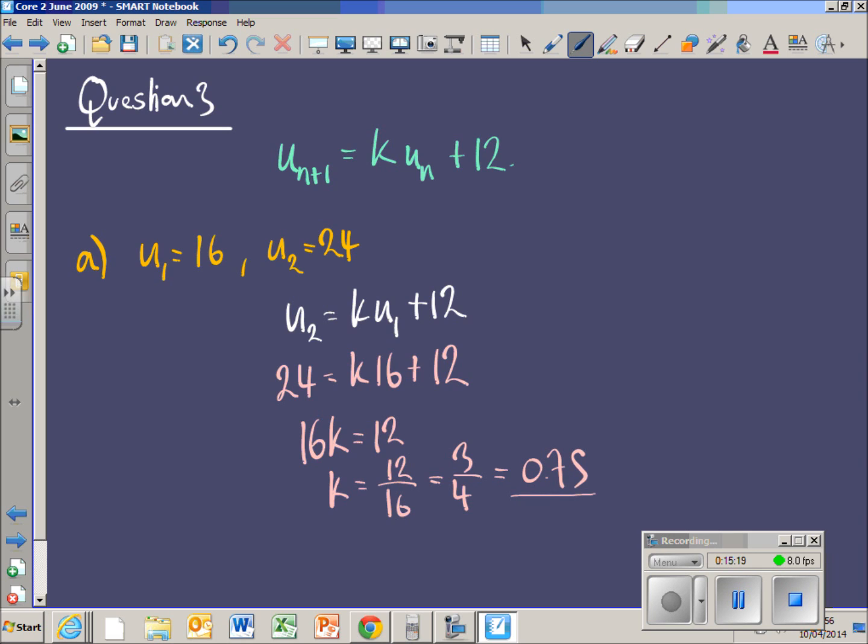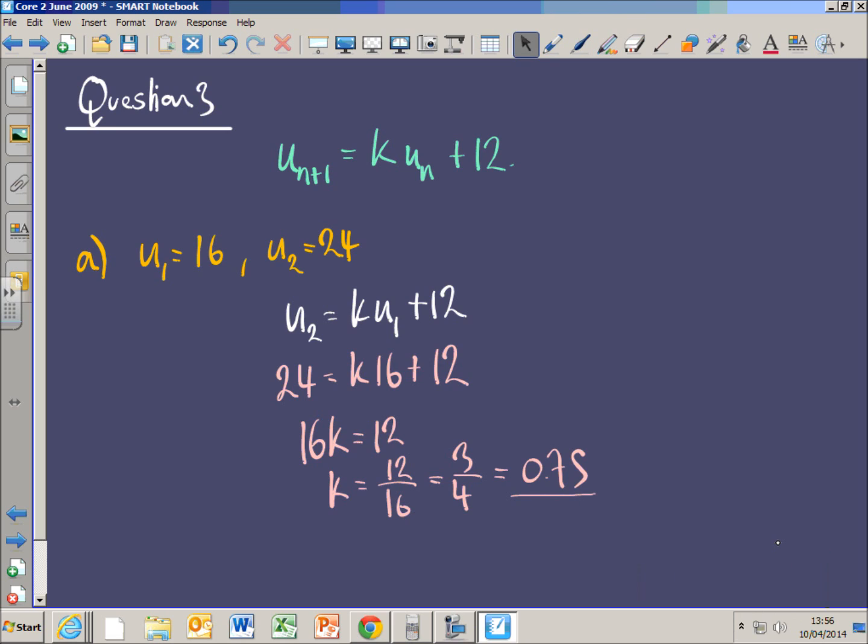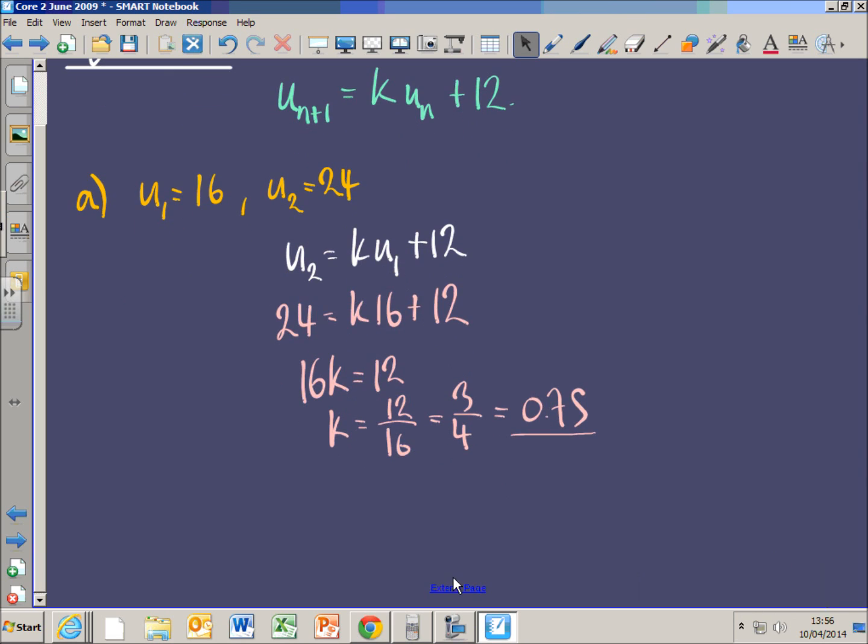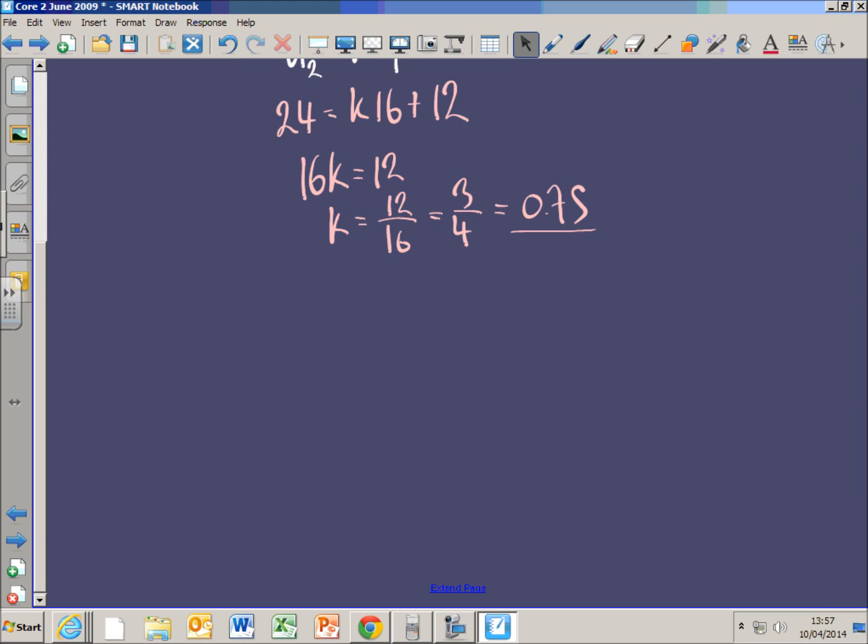Okay, everyone happy with that? Okay, next part. Find the value of u3 and u4. Well, that should be quite easy now, because we've still got the equation.